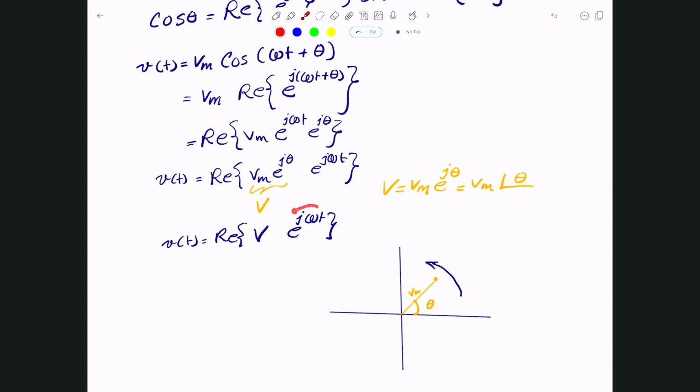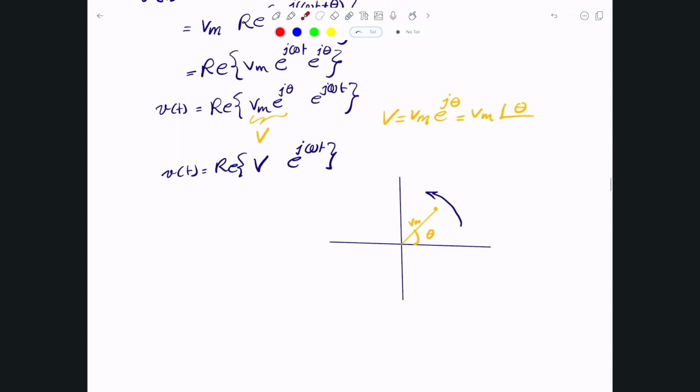So how about I drop this one in here and I tell you I'm going to imply it. It's not that it disappears, it's just going to basically be implied. So what I have done is the following. I started with v of t, which is just a function of time, simply V of m cosine omega t plus theta, and what I ended up with is the following.